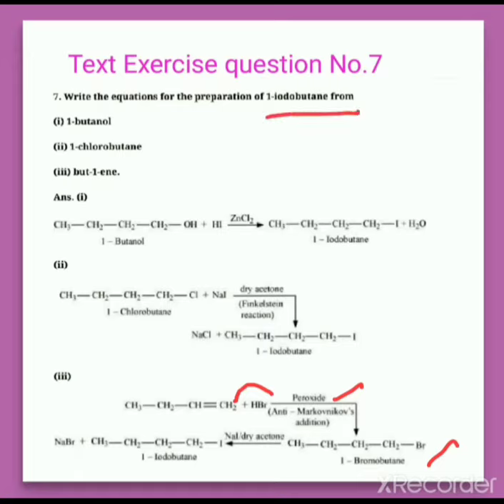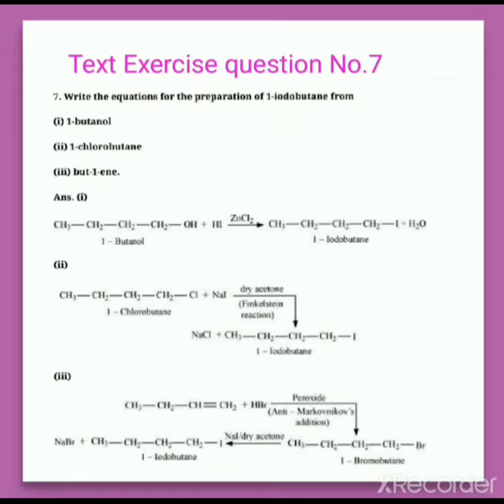So how do we prepare 1-iodobutane from 1-bromobutane? You can check the structure. There is only a difference in the halogen atom. So we can use the halogen exchange reaction. That means bromine can be converted into iodine by using the halogen exchange reaction, that is the Finkelstein reaction. So in these two steps we are preparing iodobutane from an alkene, that is butene.